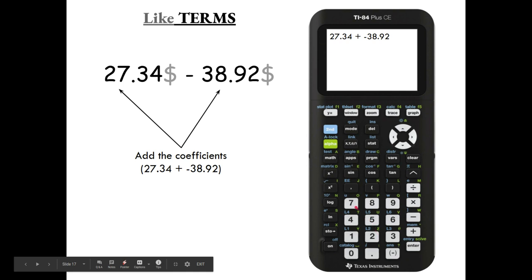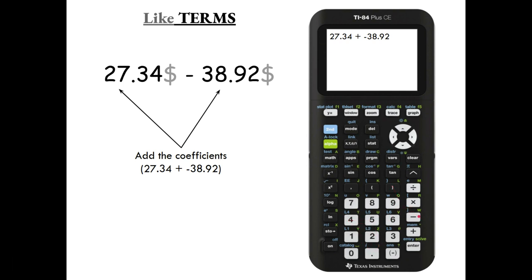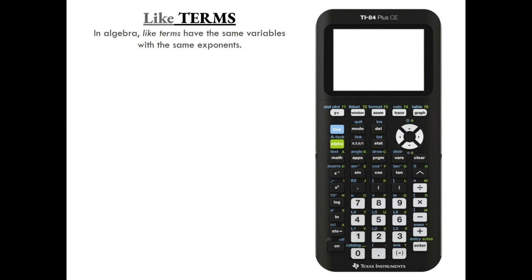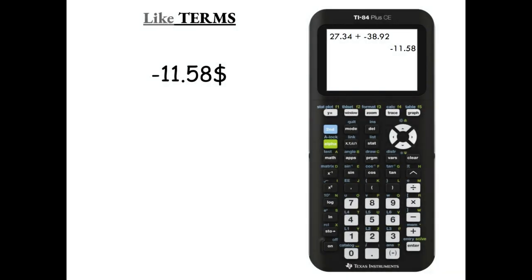So 27.34, that's one coefficient. We're adding like terms together. So we add a negative 38.92. Then you press enter and you get a negative 11.58. You could also do 27.34 minus 38.92, and you get the same answer. So it's a negative 11.58, not just a single number, but negative $11.58. So that's just the concept behind it.